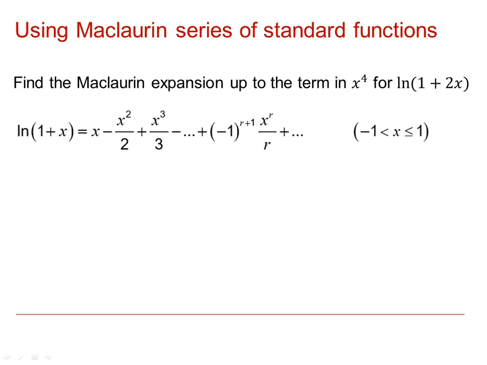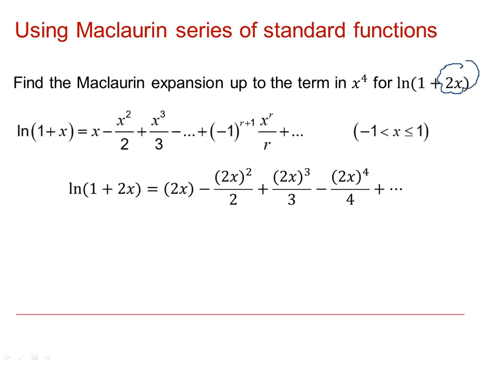So again, if we want log of 1 plus 2x, then we simply need to substitute 2x into this formula. And there it is. Instead of x, we're writing 2x, and then we can evaluate that. So this time it becomes 2x minus 2x squared plus 8x cubed over 3, etc. And up to the 4th power, it stops at minus 4x to the power 4.